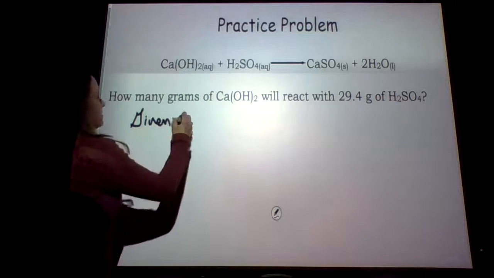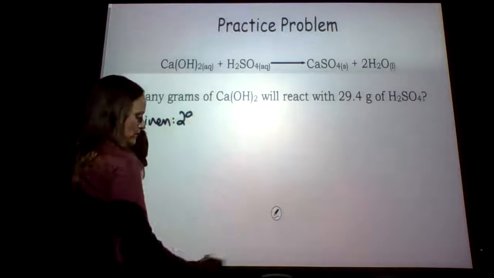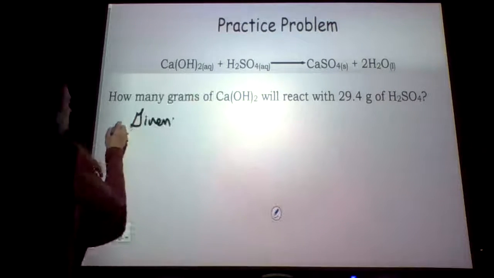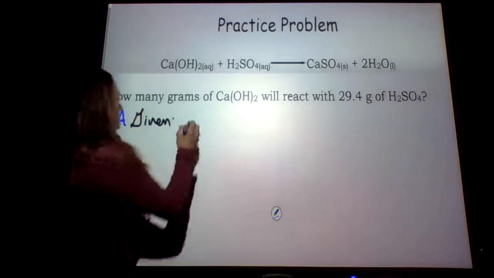So we are given, let's use 2 different colors here. So we're going to use blue for given.